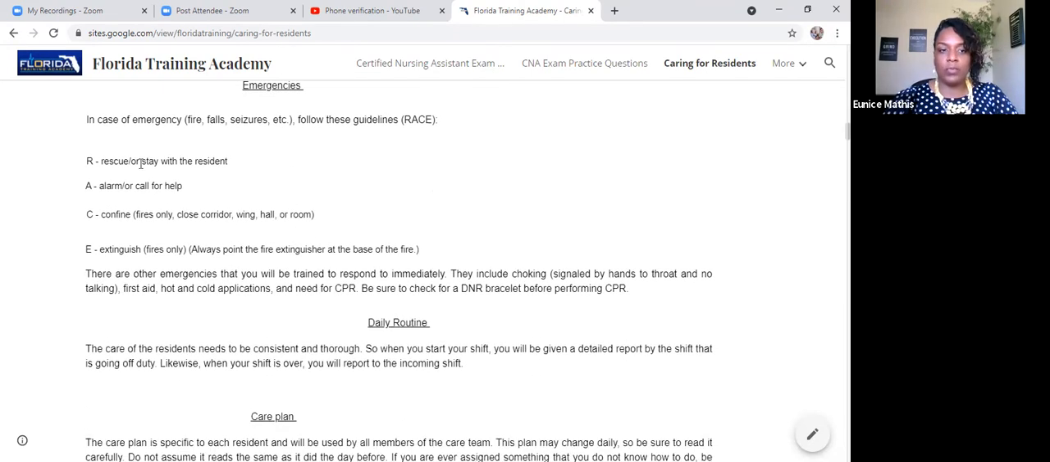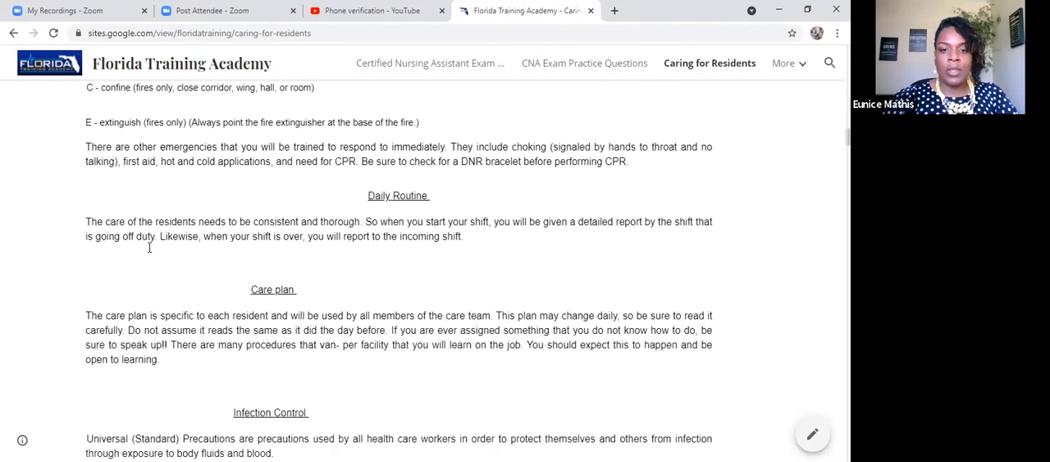Well, you always want to RACE. You want to rescue the resident or the patient. You want to pull the fire alarm, or maybe you want to alert someone by calling 911. If you can, close off any doors to confine the fire, C would be confine. And then lastly is E, where you're either going to extinguish, and if you cannot extinguish the fire, you're going to evacuate.